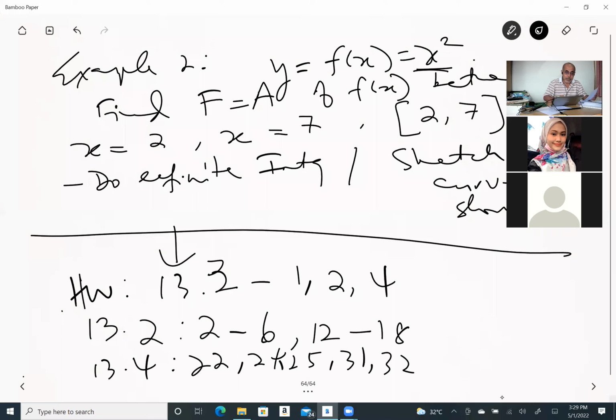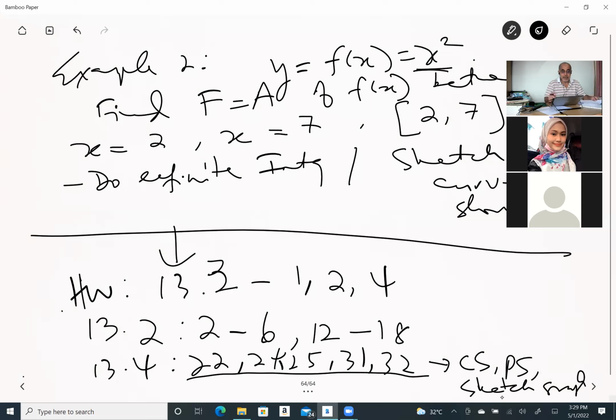For these questions, you have to find both consumer surplus, which we're going to discuss today, consumer surplus, producer surplus, and then sketch the graph. Just sketch, identify the area.